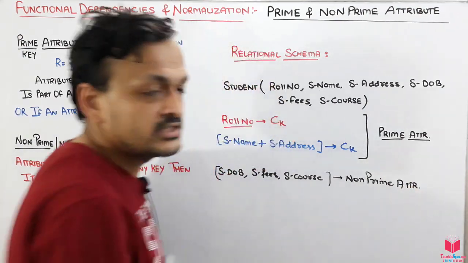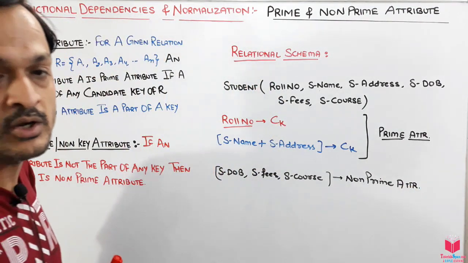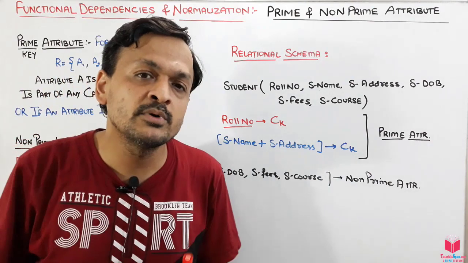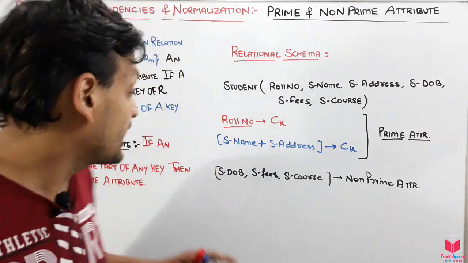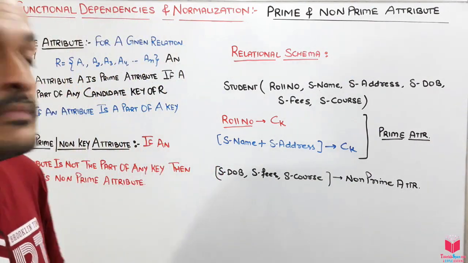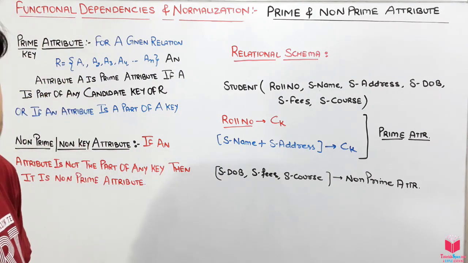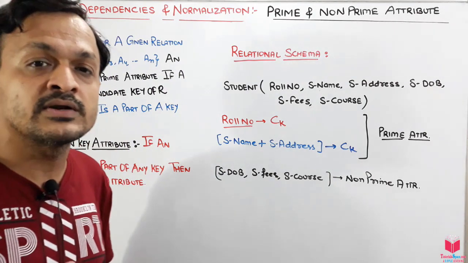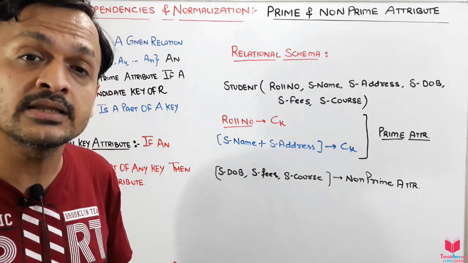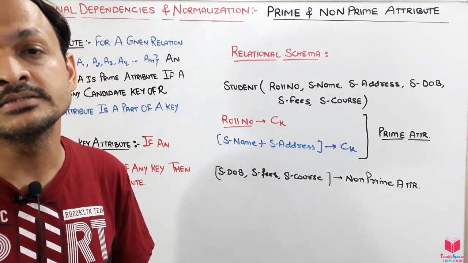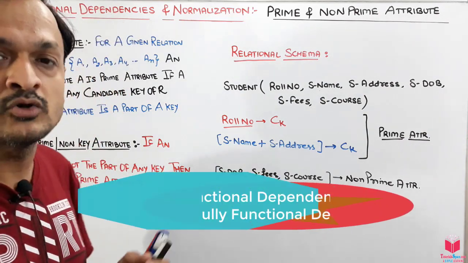Okay guys, so this is all about the prime and the non-prime attribute. Prime attributes are those attributes which are part of the candidate keys, and non-prime attributes are the remaining ones. In the next video we will discuss what is fully functional dependency and partial functional dependency. After that we will start with some other concepts as well.